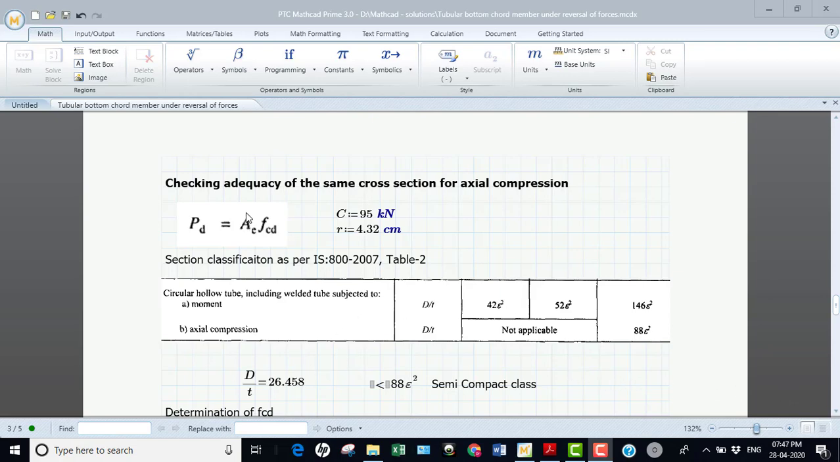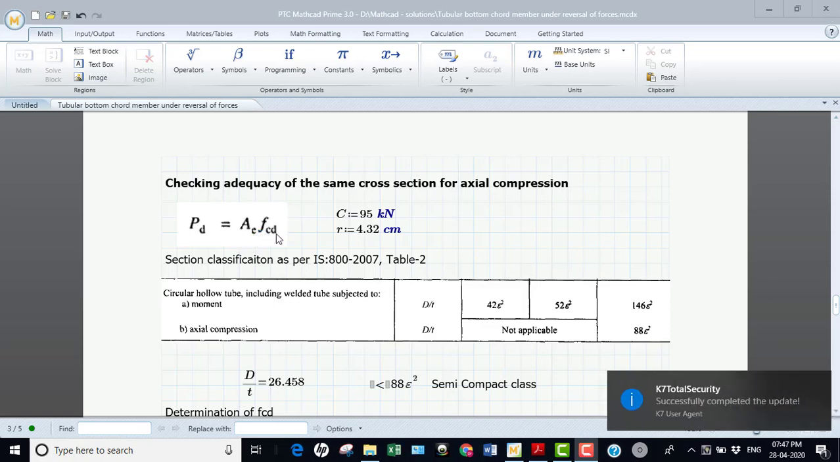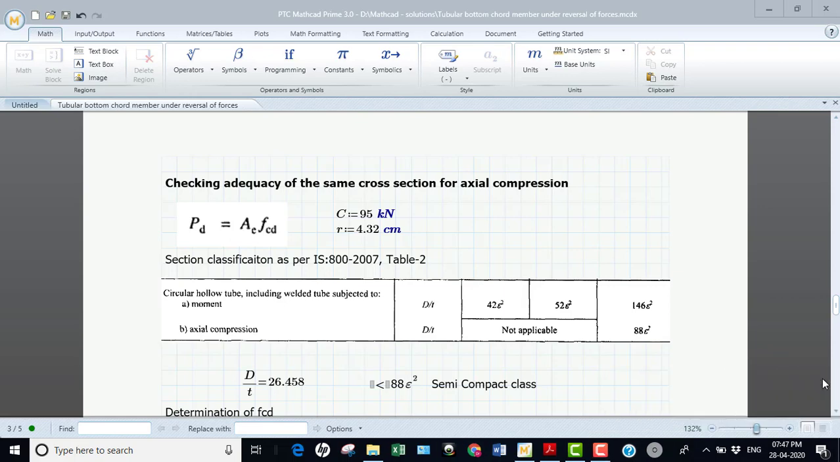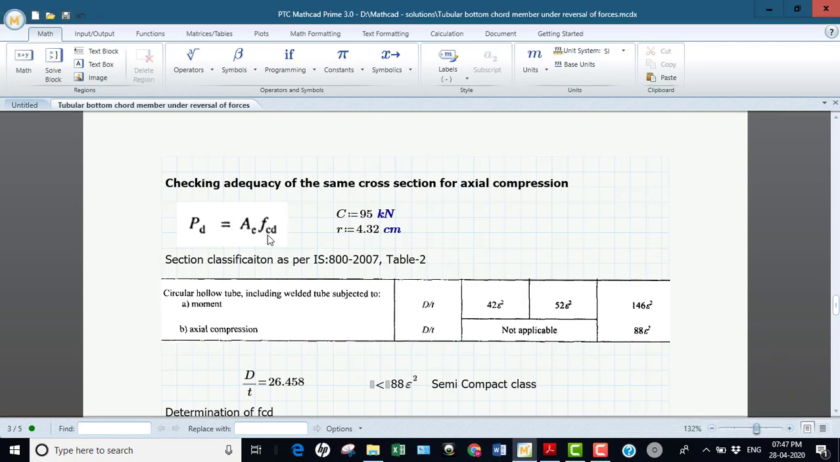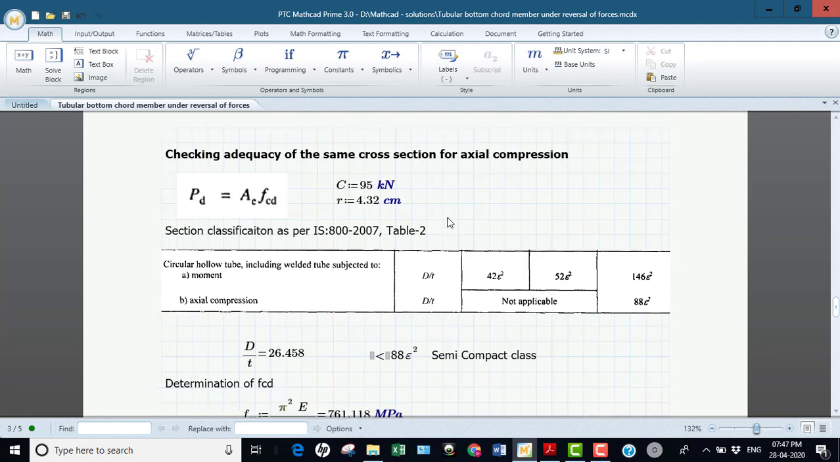According to section 7, it is well known that to calculate the capacity against compression, you have to multiply the cross section area with the design compressive stress. To calculate the design compressive stress, you have to follow the following steps. Before that, we know what compression is expected on the cross section and the radius of gyration of your cross section.